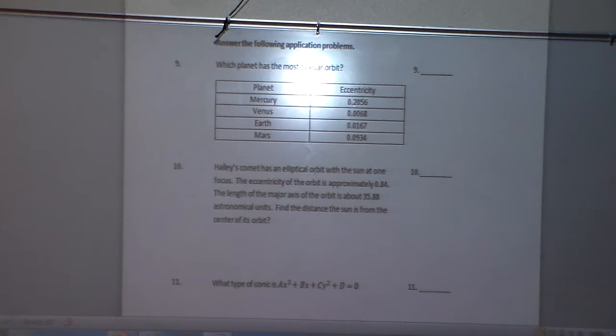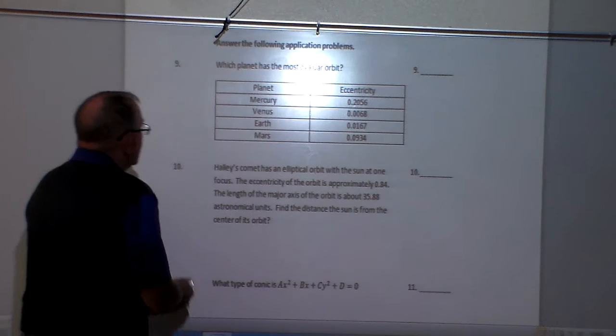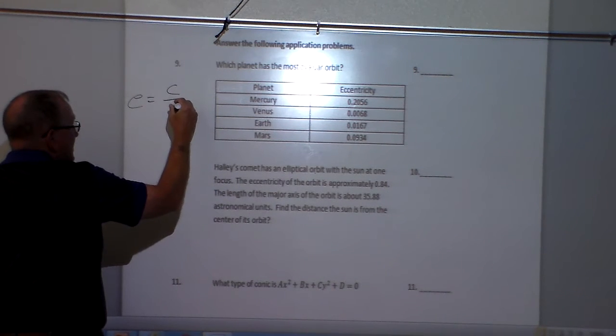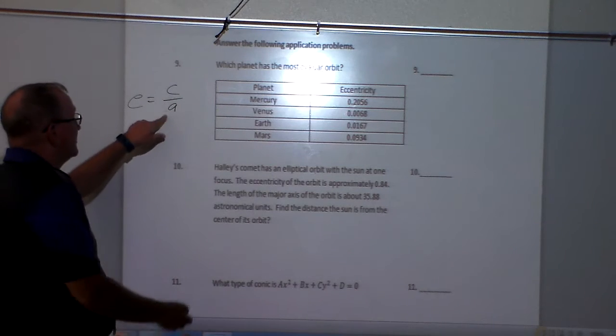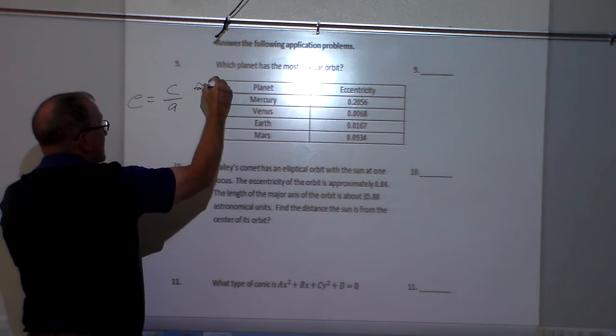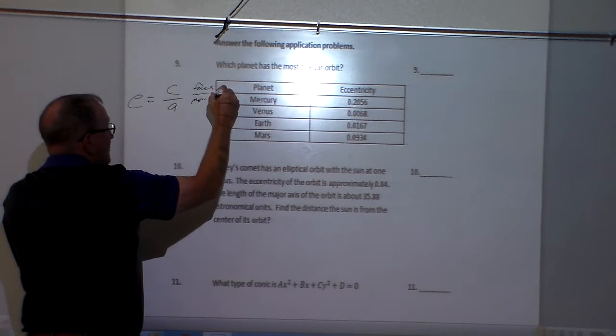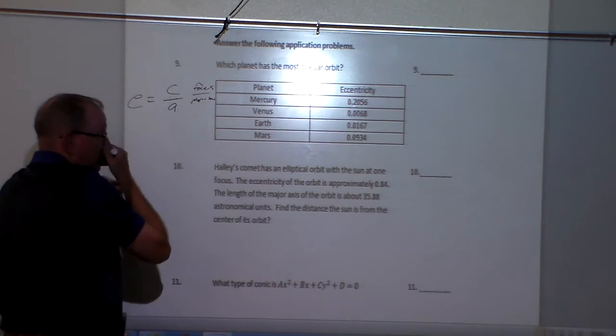Okay, we're going to talk about eccentricity right now. Eccentricity is talking about the type of orbit it has. It's the c divided by the a. On an ellipse, this is the distance from the focus divided by the distance of the major axis just from the center. Each from the center to each of those.